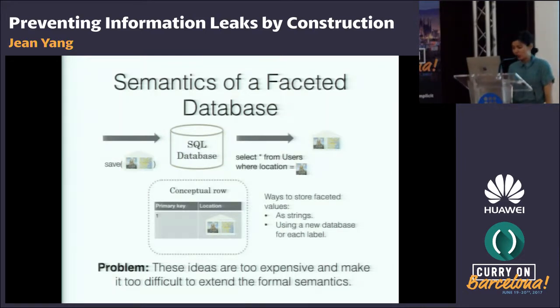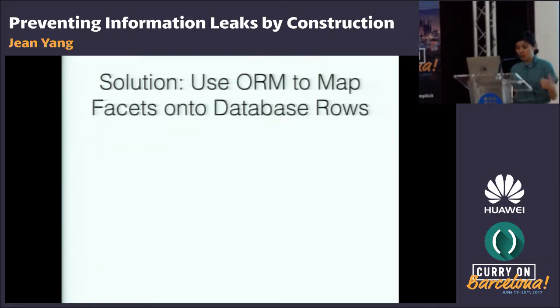And so our solution was to use the object relational mapping to map facets onto multiple database rows. So our key insight here was that, well, people are already using object relational mappings to maintain uniform object representations between an application and a database. Why not use an object relational mapping to maintain a uniform facet representation and all of the invariants of these faceted values?